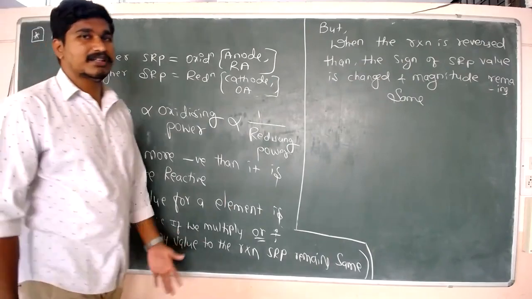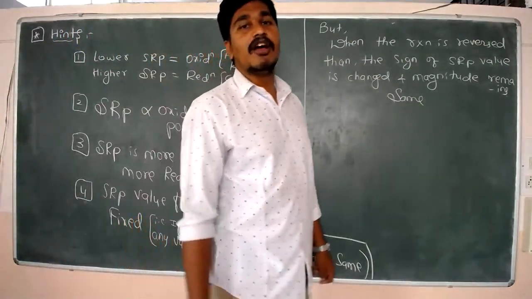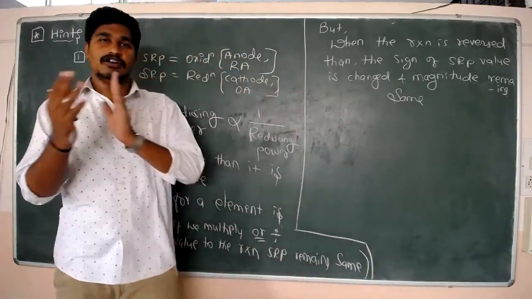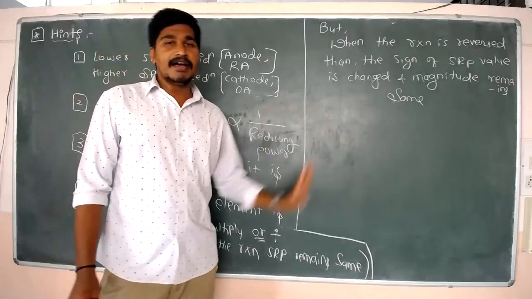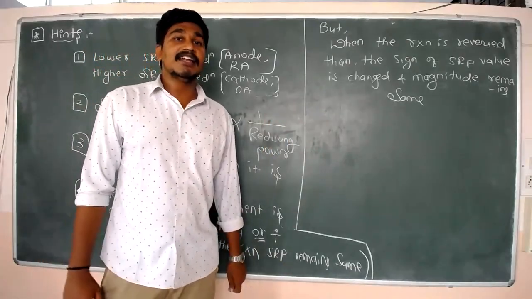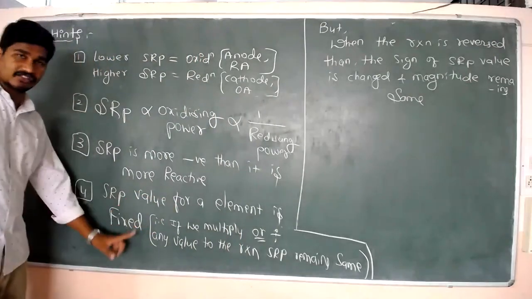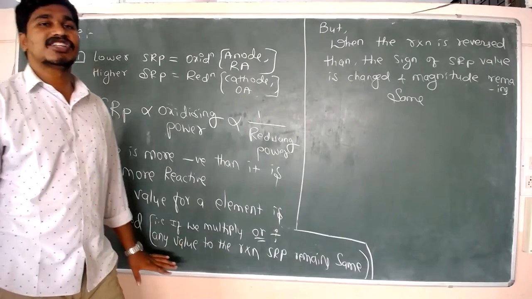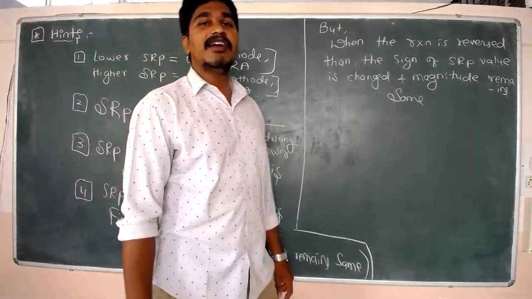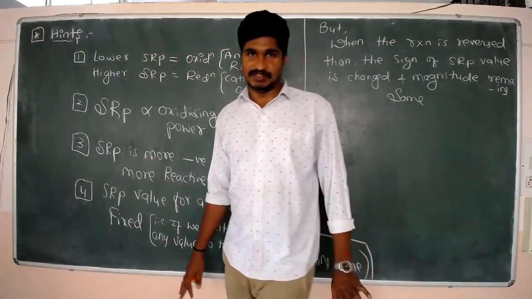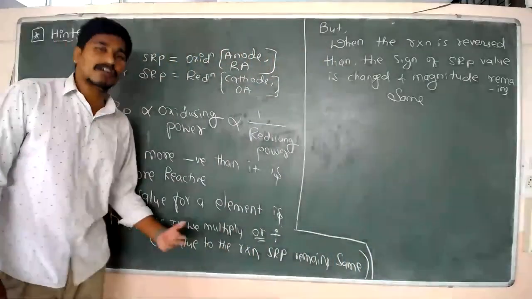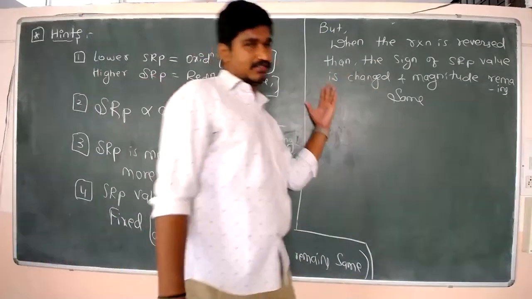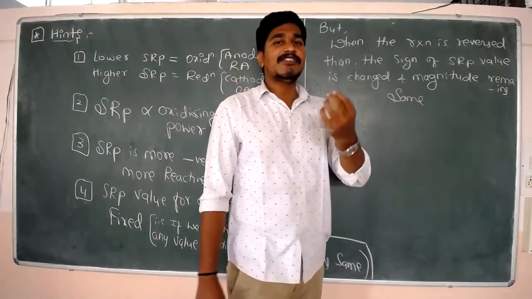Fourth hint is for solving the stoichiometry questions. What happens is, for balancing, for getting the answer, you have to multiply some value or divide some value to the reaction. In such cases, the E naught value is fixed. It does not change. Don't change the E naught value. That is E naught value, standard reduction potential value for a particular element, is fixed. It won't change if you multiply any value or divide any value to the reaction. But what happens when the reaction is reversed? Here the reaction is reversed, the sign of the SRP value changes.